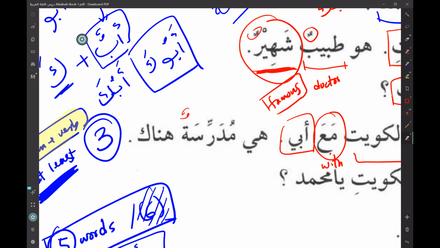Teacher. Just a teacher, no headmistress, just a teacher. She is a teacher. And interestingly, if you don't put any of these things, and you read it differently, because the same word can be read differently. It can read as madrasatun. So if you say she is madrasa, hiya madrasatun hunak, then you're saying your mom is a school.